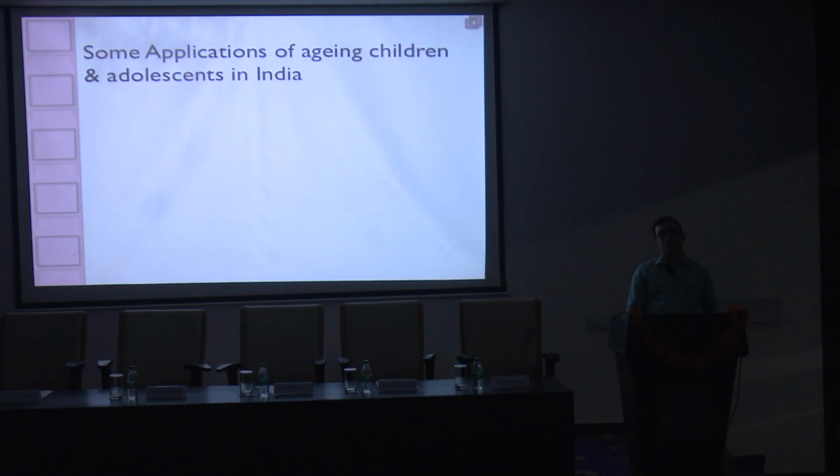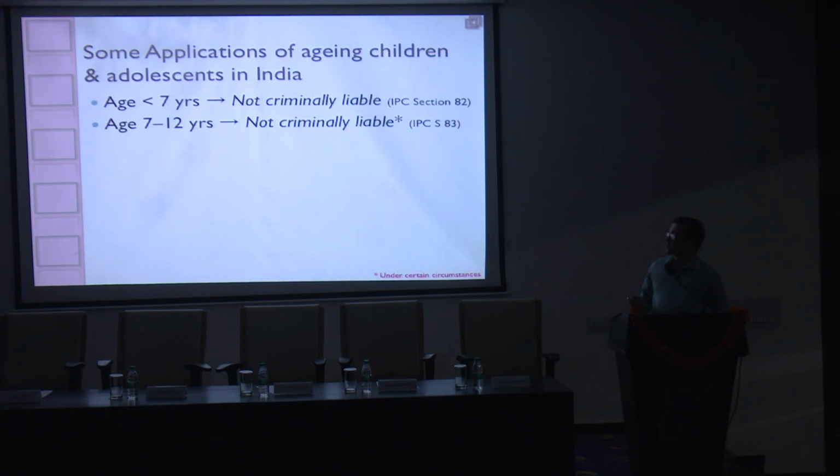Now there are a variety of sections of the Indian Penal Code which defines what age is eligible for what or responsible for what. And if you look at IPC section 82, it says that any child who is less than 7 years of age is not criminally liable. What does criminal liability mean? Liable means you are culpable. You cannot be considered as being responsible for something.